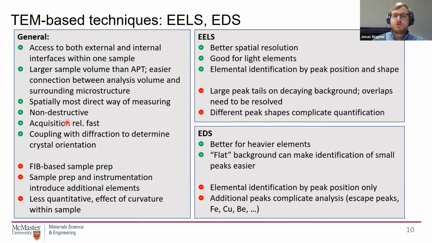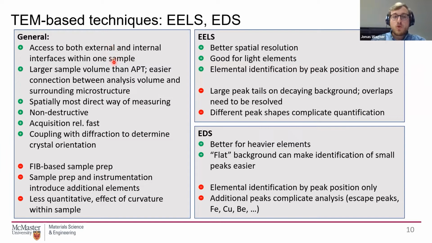What are a few pros and cons when it comes to interface analysis? Well, first, within one sample, we have access to both external and internal interfaces because we're looking at it in cross-section usually. We have that advantage. For example, in Auger, we usually only look at the outer surface. Getting access to internal interfaces is a little more challenging.